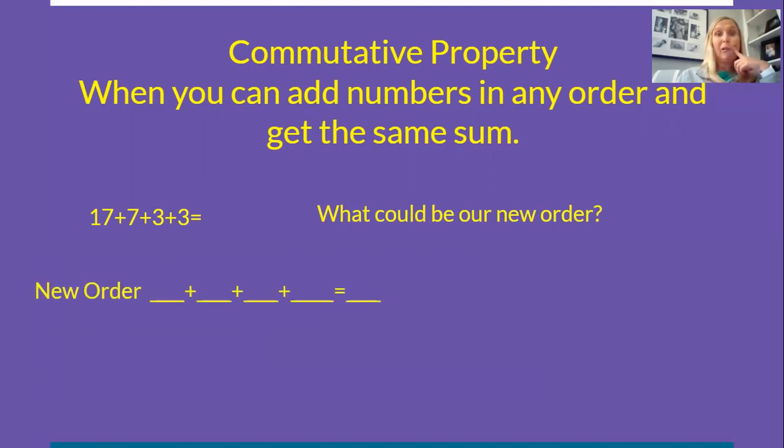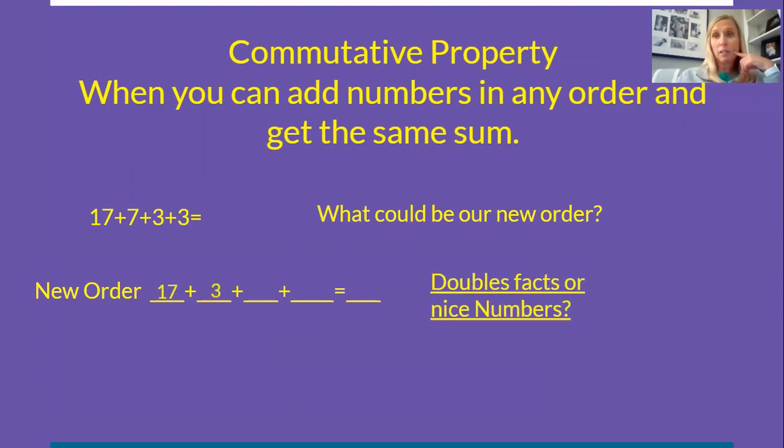Well, I see 7 plus 3 being 10. And I also know 17 plus 3 is 20. So it makes it a lot easier to do nice numbers: 17 plus 3 is 20, 7 plus 3 is 10, and then 20 plus 10 is 30. See how quickly we can do that?